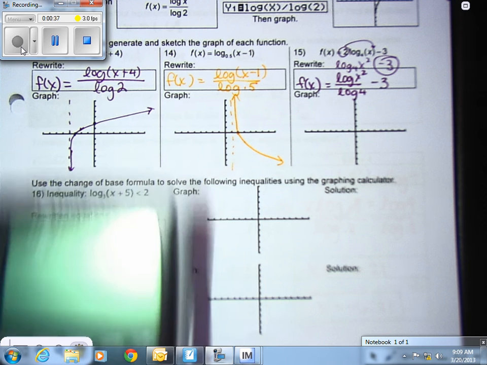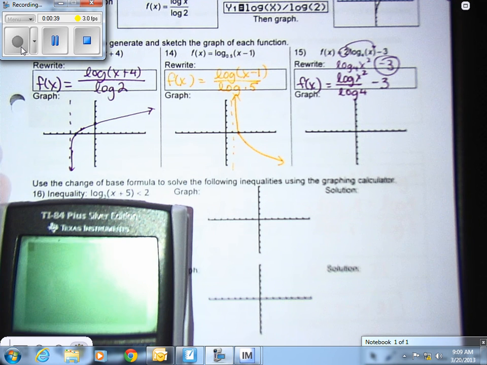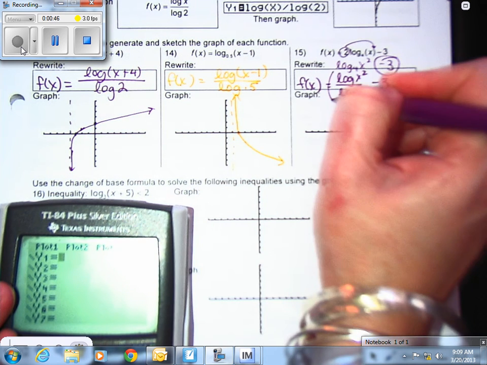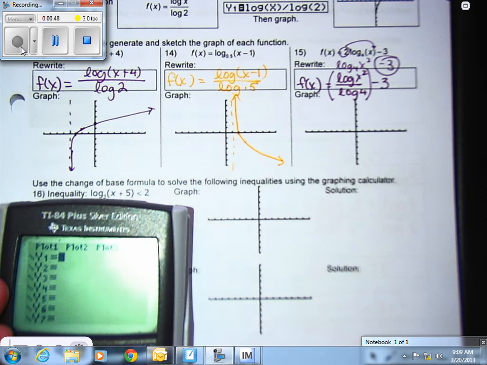So when you type this into your calculator, you're going to have to be careful about how you do it. What you're going to do is type in one big parentheses. You want all of that in parentheses. So you're going to do a big parentheses, and type in log of x squared, close the parentheses after the log x squared, divided by log of 4. And then after log of 4, you're going to have to close 2 parentheses. Close for the 4, close for the big parentheses, and then do minus 3.